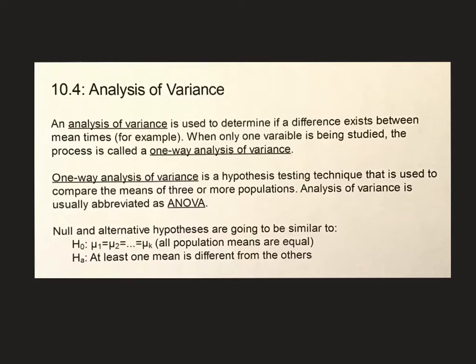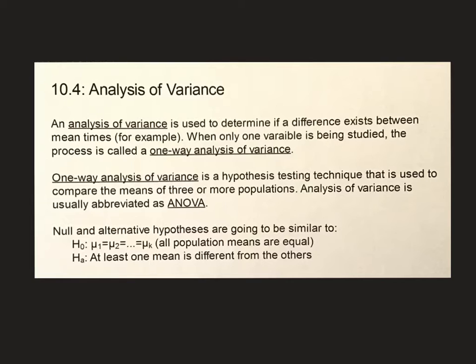So analysis of variance, last section of chapter 10, last section of senior year. An analysis of variance is used to determine if a difference exists between mean times, for example. When only one variable is being studied, the process is called a one-way analysis of variance. One-way analysis of variance is a hypothesis testing technique that's used to compare the means of 3 or more populations. Analysis of variance is usually abbreviated as ANOVA.